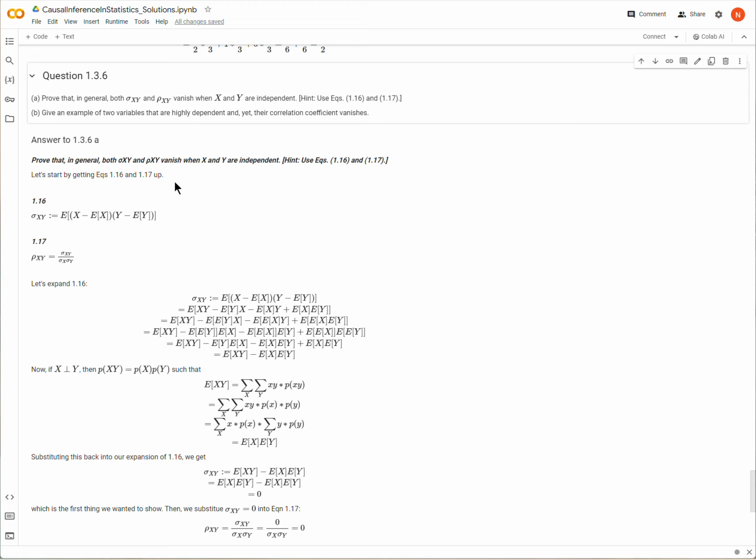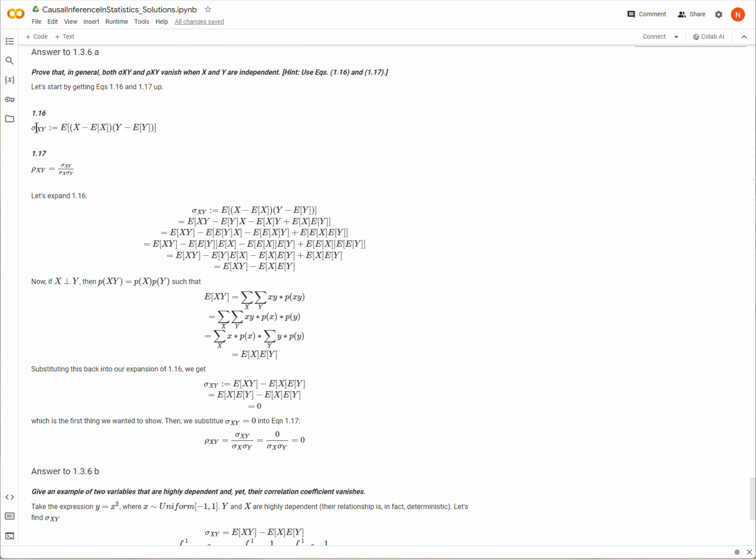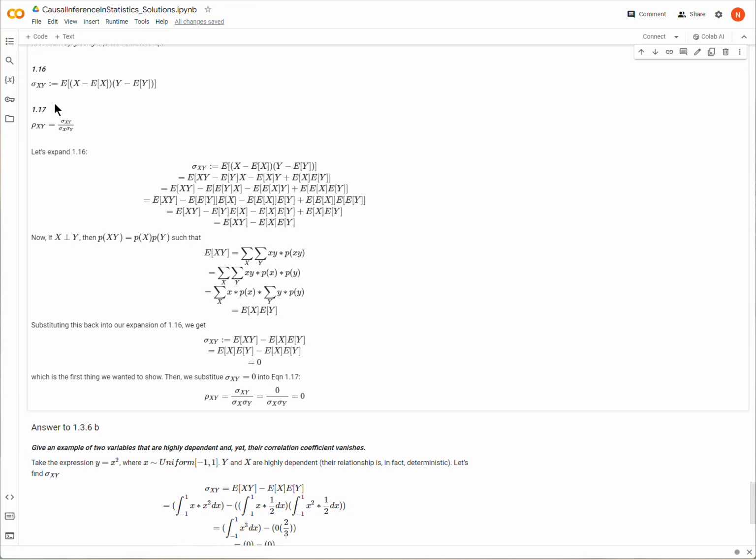Okay. So in a way, it should make sense that the covariance and the correlation should vanish when x and y have no covariance or correlation, right? So that's almost a tautology, but we can actually go through and prove it. First I'm just putting up the definitions for sigma and rho, as given earlier in the chapter. And the way that I'm going about this is I'm going to expand sigma xy, okay? And so you can go through the math here.